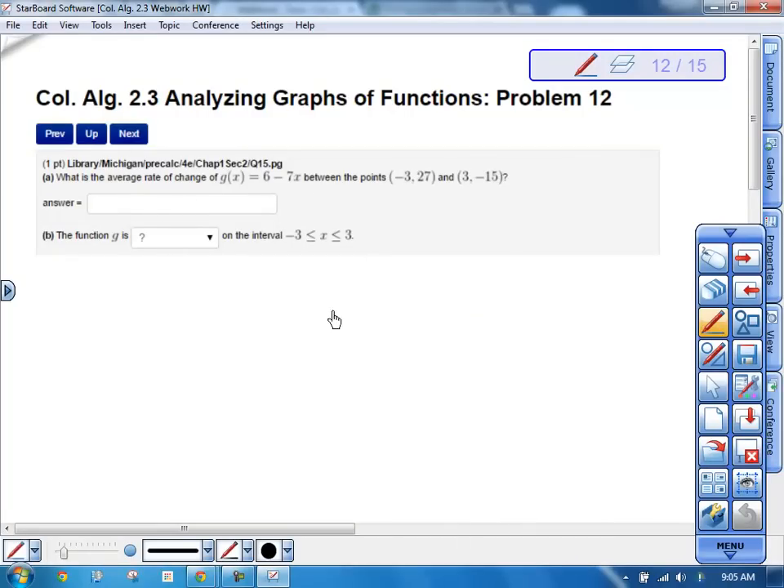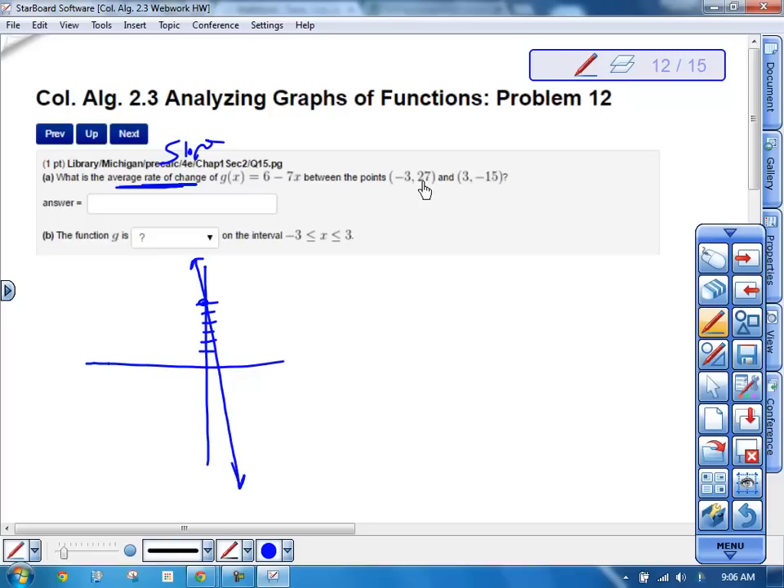Okay, the next problem wants the average rate of change. So this is in this homework assignment. We haven't talked about average rate of change yet, but it's just slope. What it wants is the slope whenever you see average rate of change between these 2 points. So this is actually a line. This g of x line has a y-intercept of 6, and it's got a slope of -7, so it goes down like that. And they want the average rate of change between these 2 points.